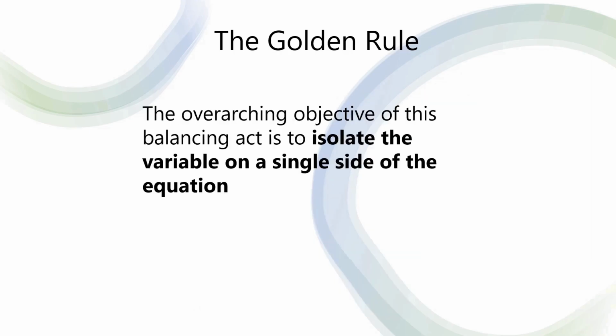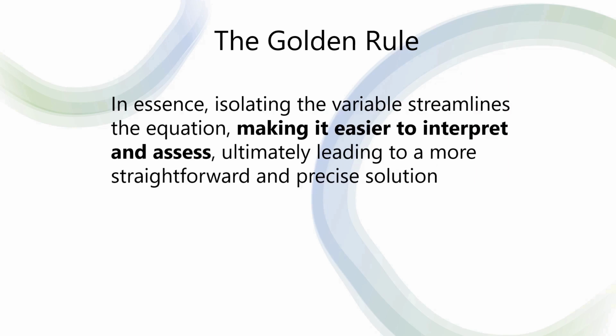The overarching objective of this balancing act is to isolate the variable on a single side of the equation. This means that we aim to have the variable entirely on one side, while constants and other terms are on the opposite side. Achieving this isolation facilitates a clear and unequivocal determination of the variable's value, simplifying the process of finding a solution to the equation. In essence, isolating the variable streamlines the equation, making it easier to interpret and assess, ultimately leading to a more straightforward and precise solution.